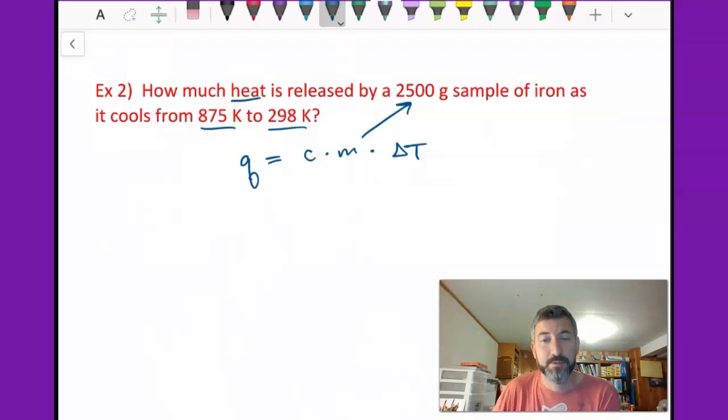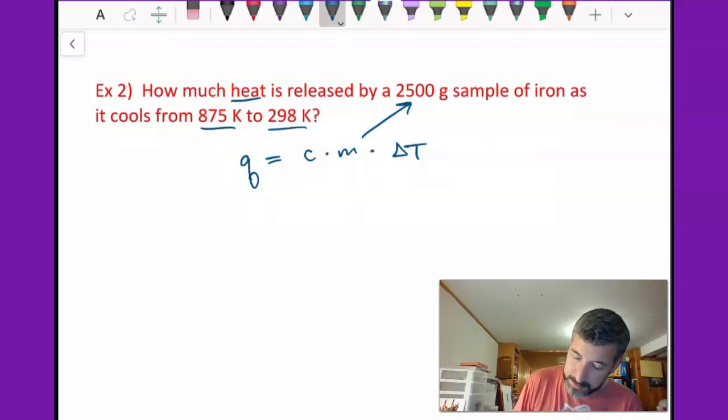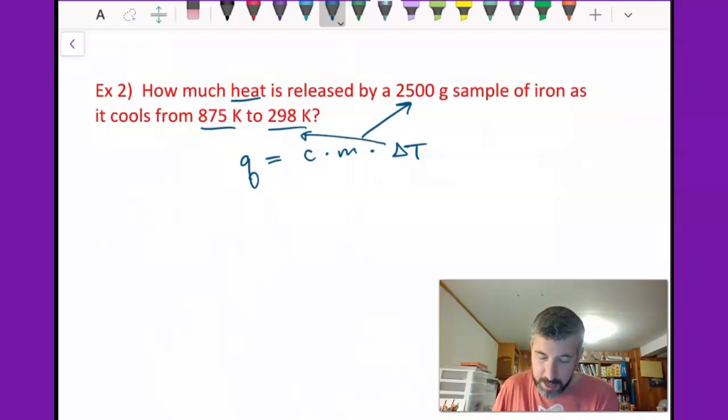And by the way, the change in temperature, whether it's going up or down, we just want the absolute value. So we're not going to have a negative change in temperature. We're just always going to do the bigger temperature minus the smaller temperature. So that's my delta T, all right? That's right there.